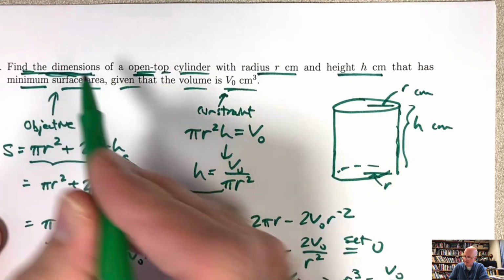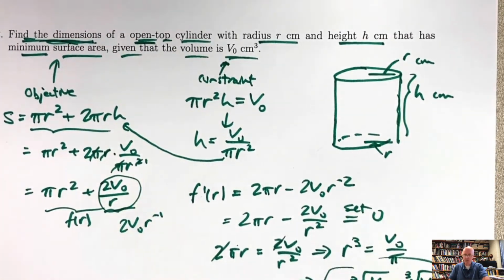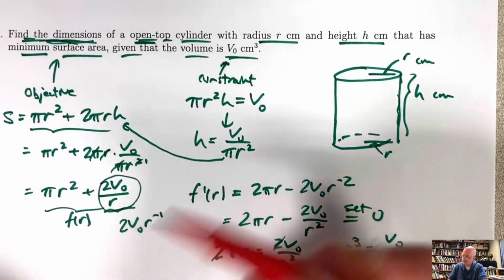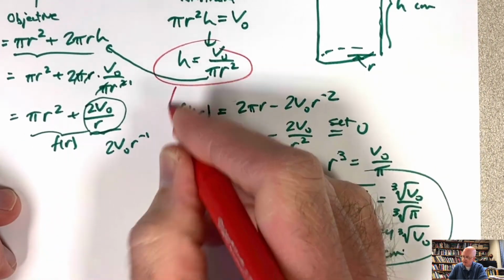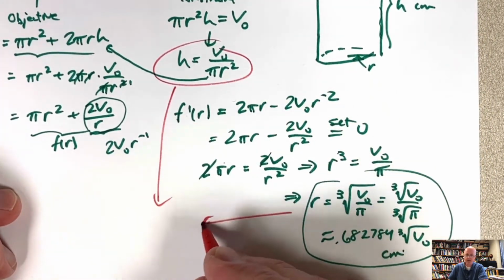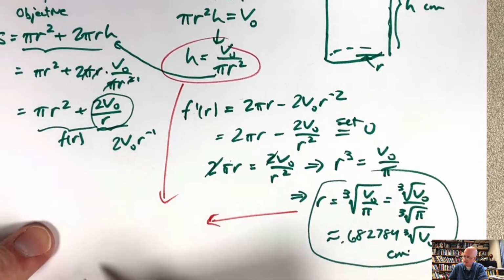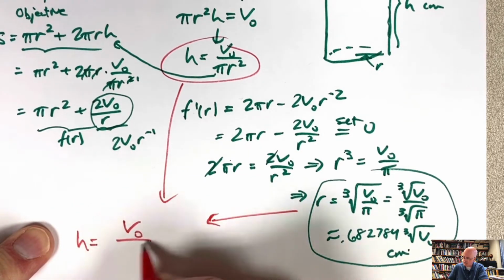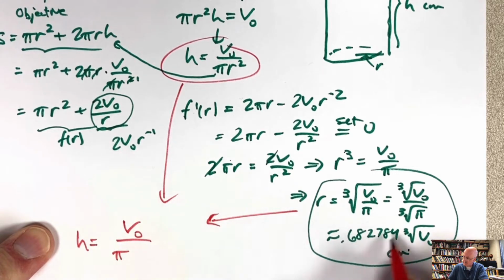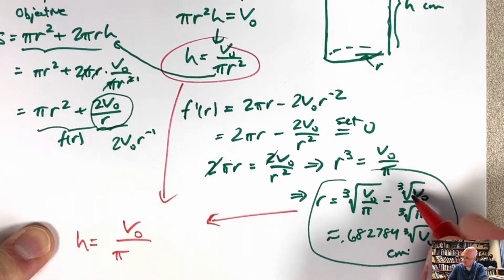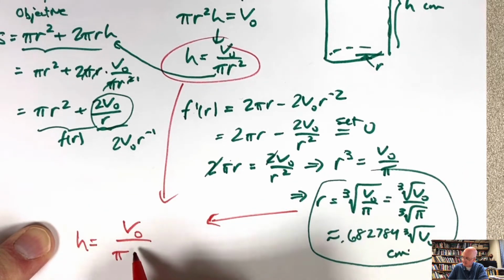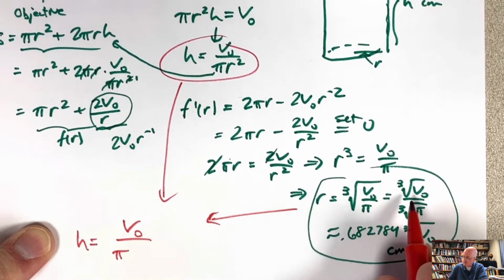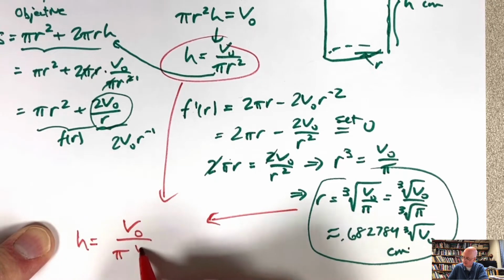What about, we're not done, what about the height as well? We need the dimensions. We can use the constraint equation, in particular this one, to solve for the appropriate dimension of height that gives the minimum surface area. So you're going to get h equals v0 over pi r squared. So I need to take this thing and square it. Let's square this form of it. So I'll get cube root of v0 squared is v0 to the 2/3 power.